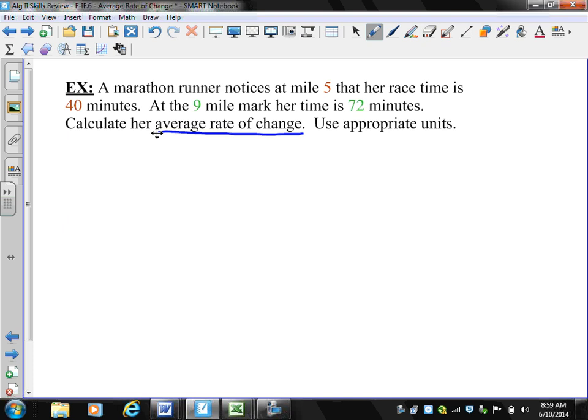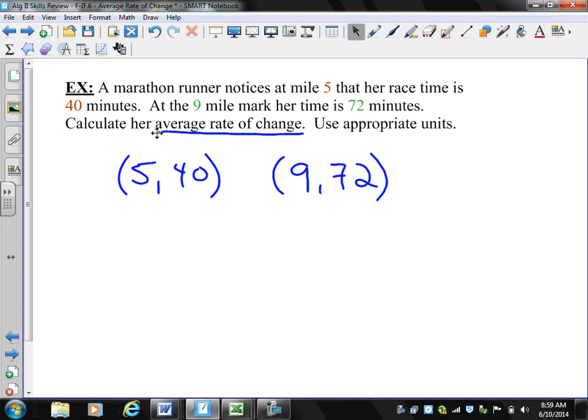So if you notice the coloring that I used here, I really marked this out so that you can see the two different points that we have here. The first point that we have is that at mile 5, our runner has been going for 40 minutes, so there's our first point, 5, 40. And our second point is when she's at mile 9, she's been running for 72 minutes. So there's my x1, y1, and my x2, y2.